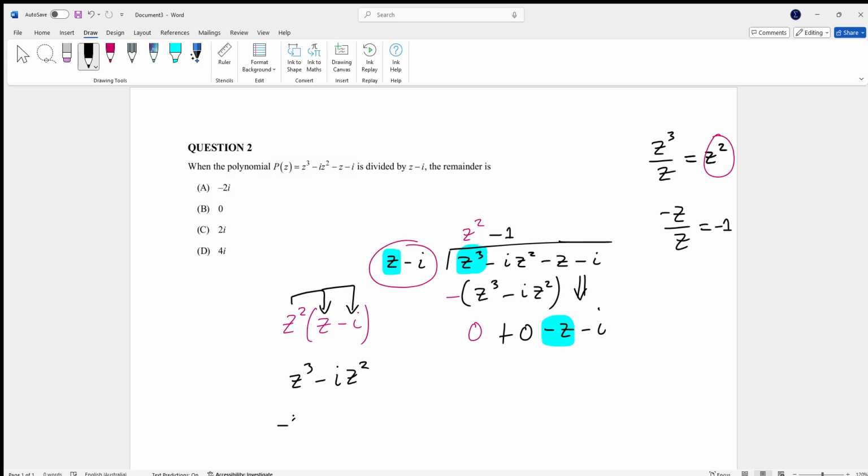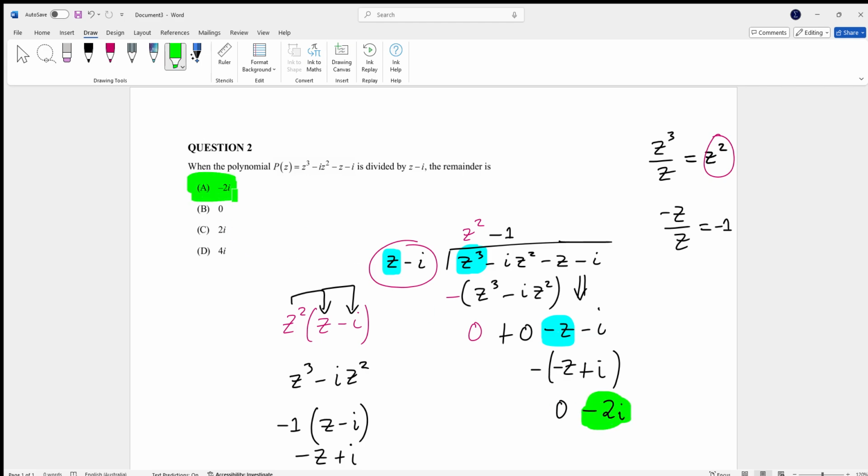Then negative 1 times z minus i gives us negative z plus i. Then we move that down here, so minus negative z plus i. So here negative z minus negative z gives you 0. Then negative i subtract i gives you minus 2i. That is your remainder there, okay? So that is the correct answer, A.